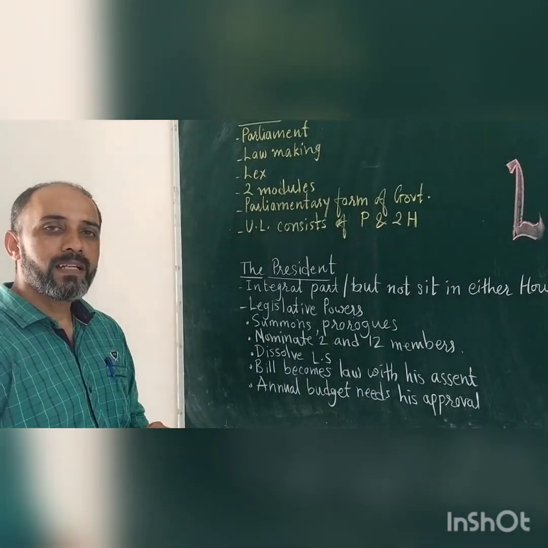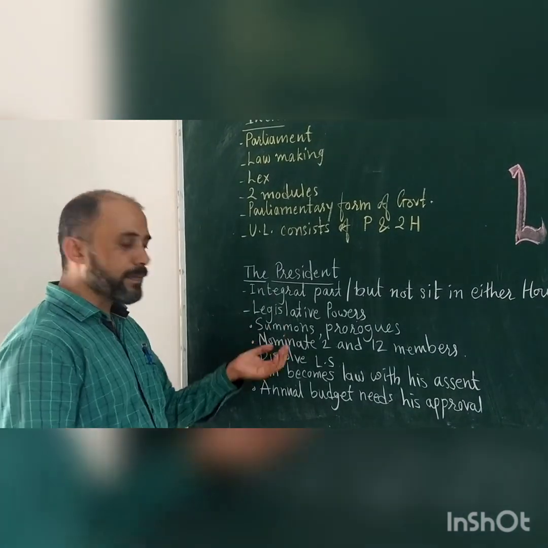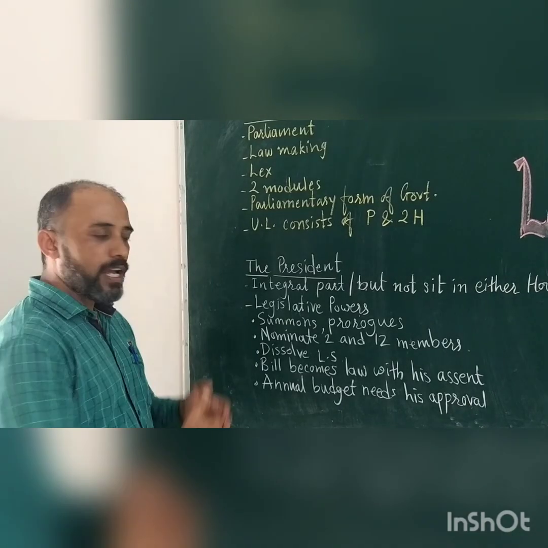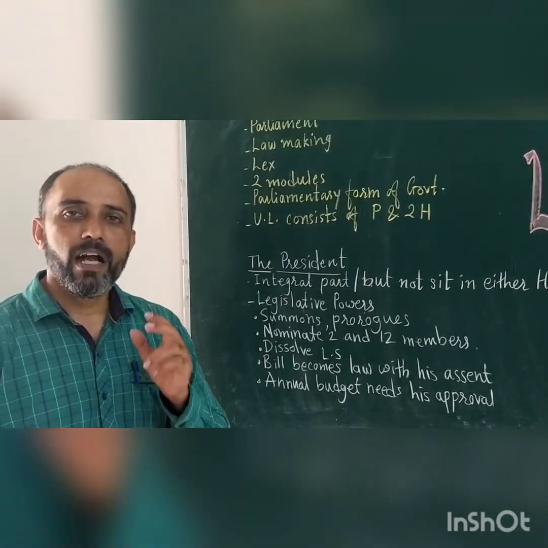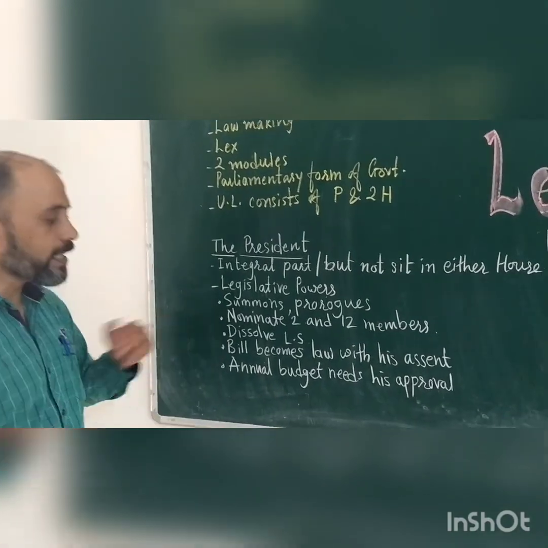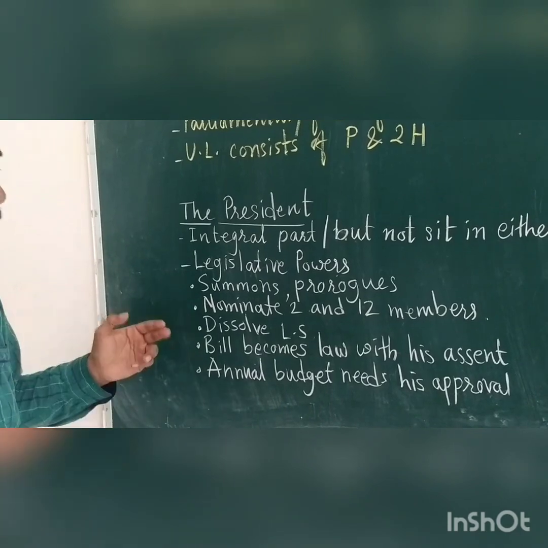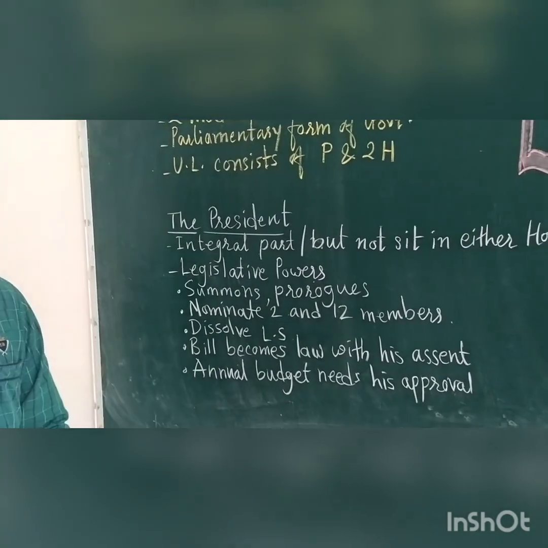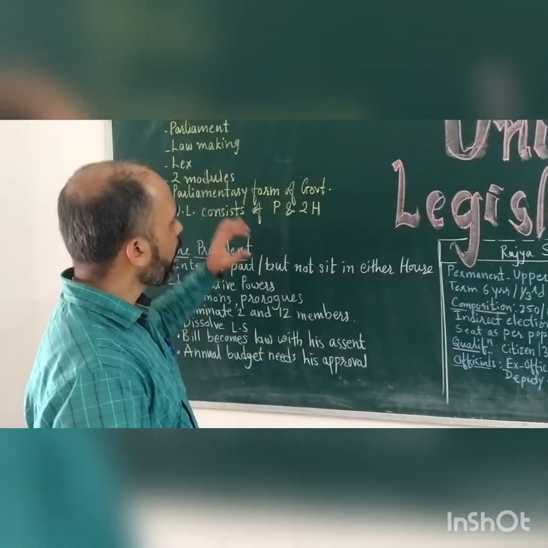Let us see quickly. The President summons and prorogues the sessions of the houses. That means in the beginning and at the end, he gives a speech and he starts the meeting. He nominates 2 members to Lok Sabha and 12 members to Rajya Sabha. He can dissolve the Lok Sabha before completion of its tenure. A bill becomes a law with his assent. And the last one, the annual budget needs his approval. So friends, that was the President and the introduction.